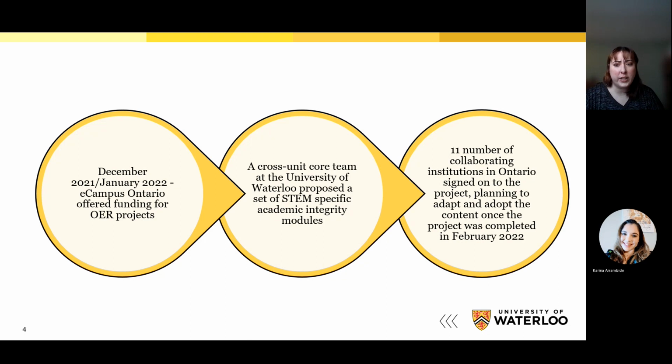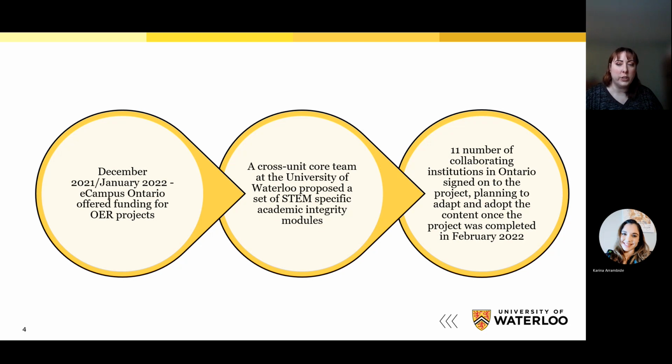So the project of creating modules for undergraduate STEM students on academic integrity started in December 2021 and January 2022, when the eCampus Ontario organization offered a significant group of funding for open educational resource projects. Over $50 million that was meant to help fund reusable and adaptable educational materials for students, primarily in Ontario, but then eventually across the world.